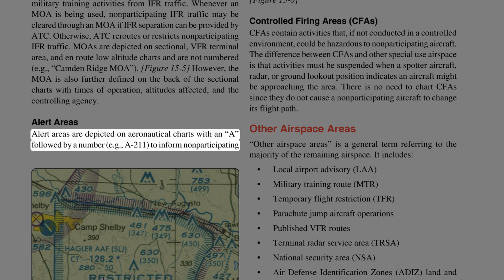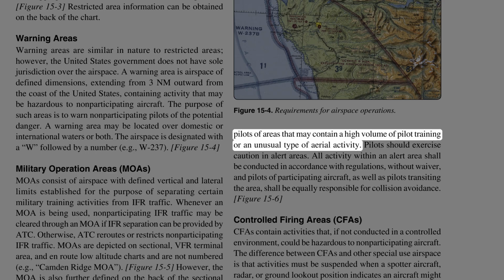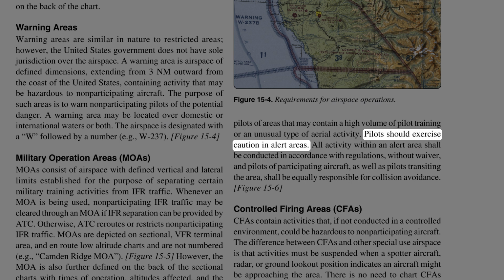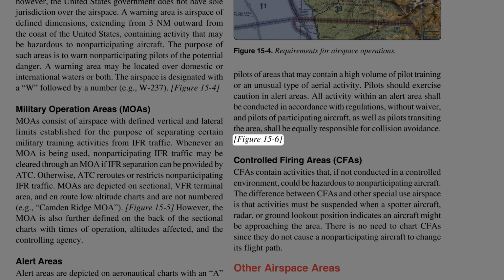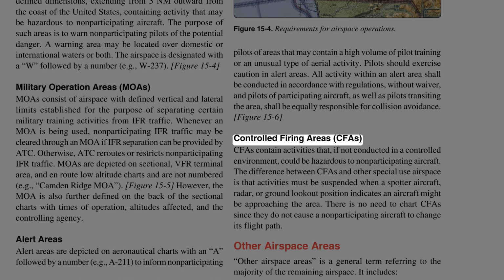Alert areas. Alert areas are depicted on aeronautical charts with an A, followed by a number, e.g., A-211, to inform non-participating pilots of areas that may contain a high volume of pilot training or an unusual type of aerial activity. Pilots should exercise caution in alert areas. All activity within an alert area shall be conducted in accordance with regulations, without waiver, and pilots of participating aircraft, as well as pilots transiting the area, shall be equally responsible for collision avoidance. Figure 15-6.